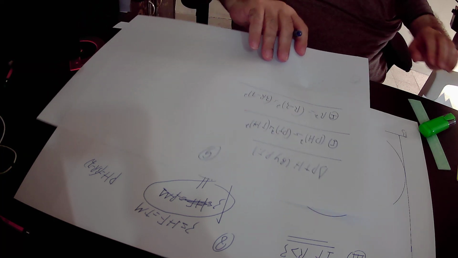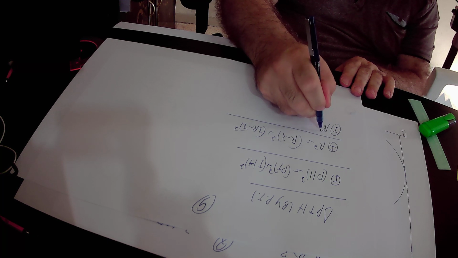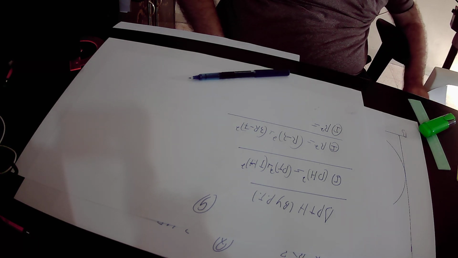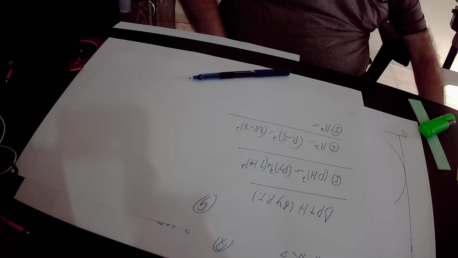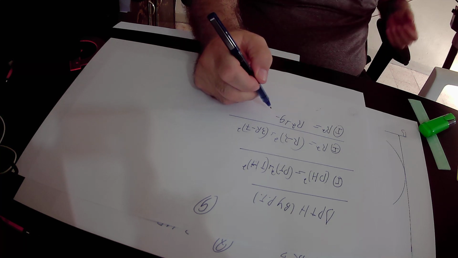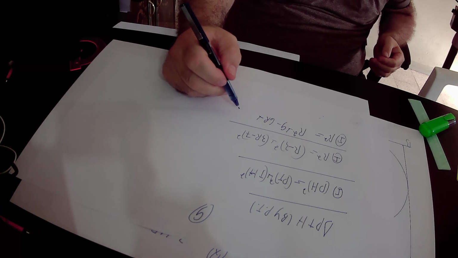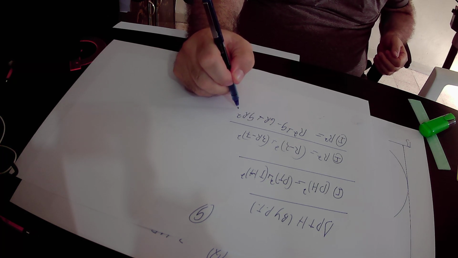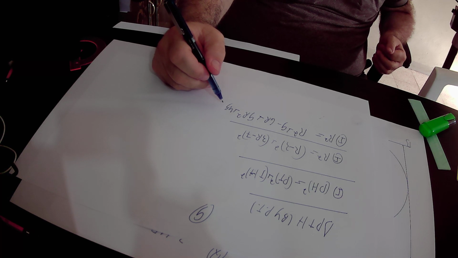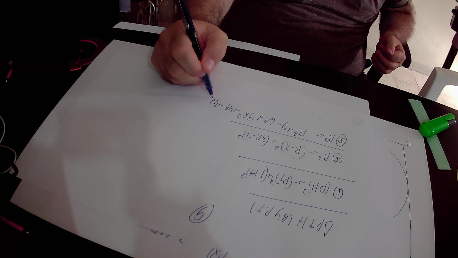So here, we open the brackets on this side of equation number 1. R minus 3 squared is equal to R squared plus 3 squared, that is 9, minus 2 times R times 3, that is minus 6R. Plus 3R minus 7 squared, that is 9R squared, plus 7 squared, that is 49, minus 2 times 3 times 7, that is minus 42R.